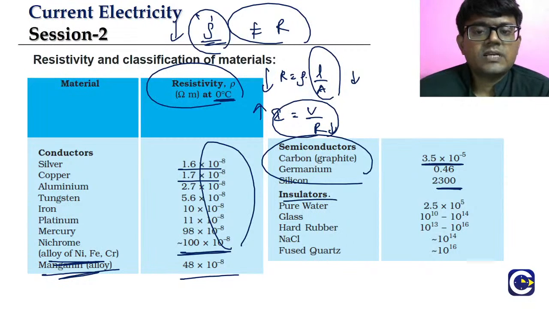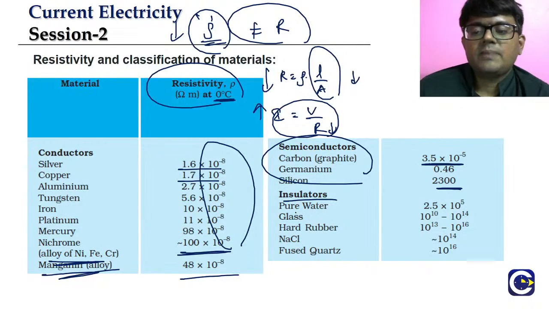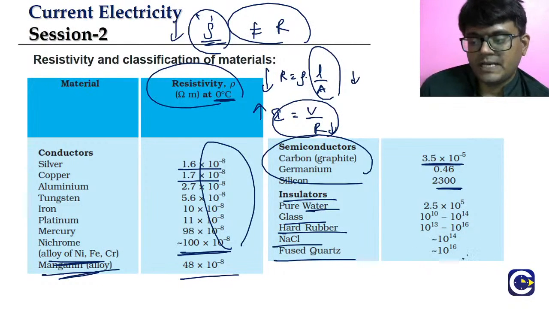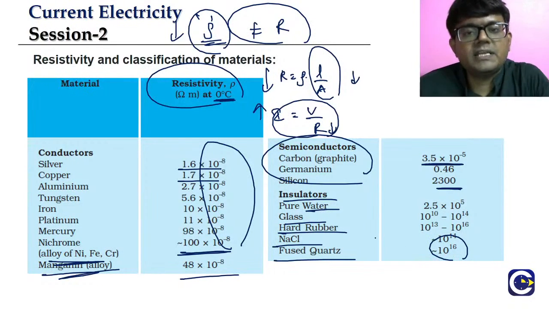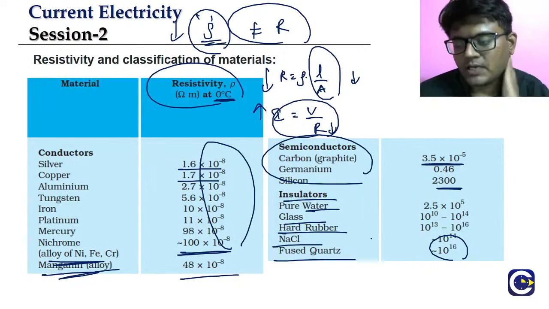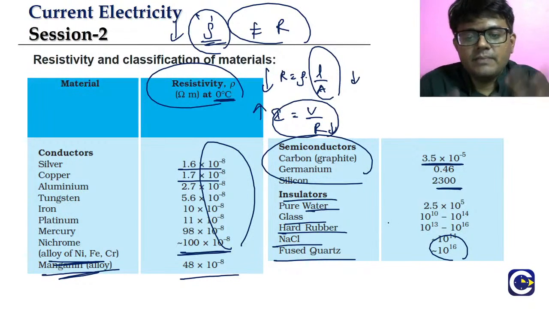Insulators: resistivity values will be very high. So pure water, what is it? 2.5 into 10 power 5. Glass, hard rubber, sodium chloride, fused quartz. So this can keep on increasing. The insulators' resistivity value will keep on increasing depending upon the type of the material.